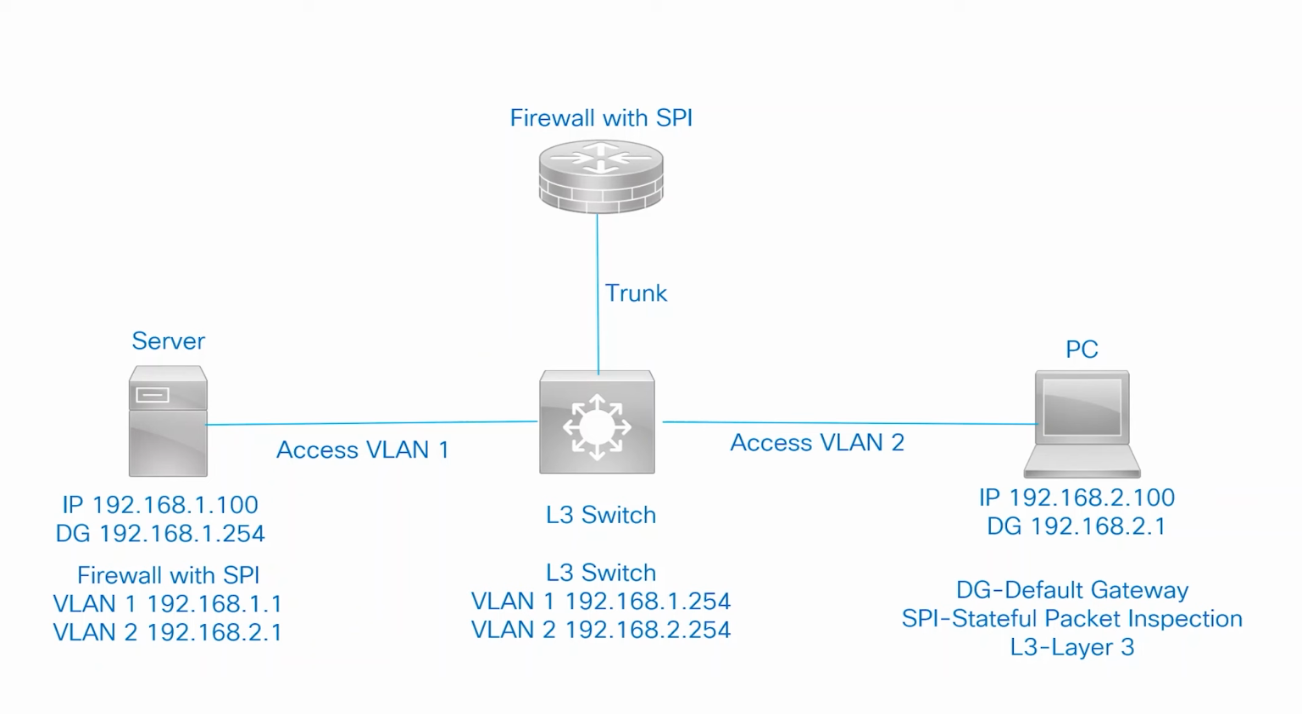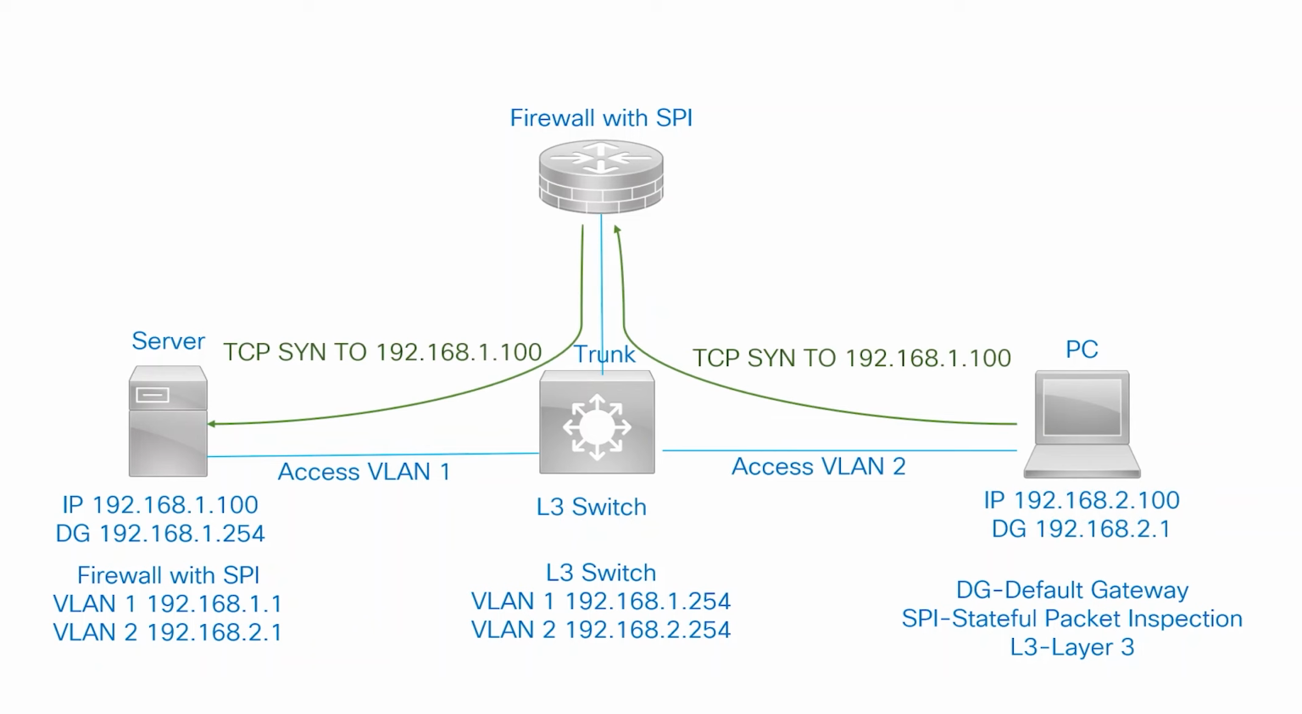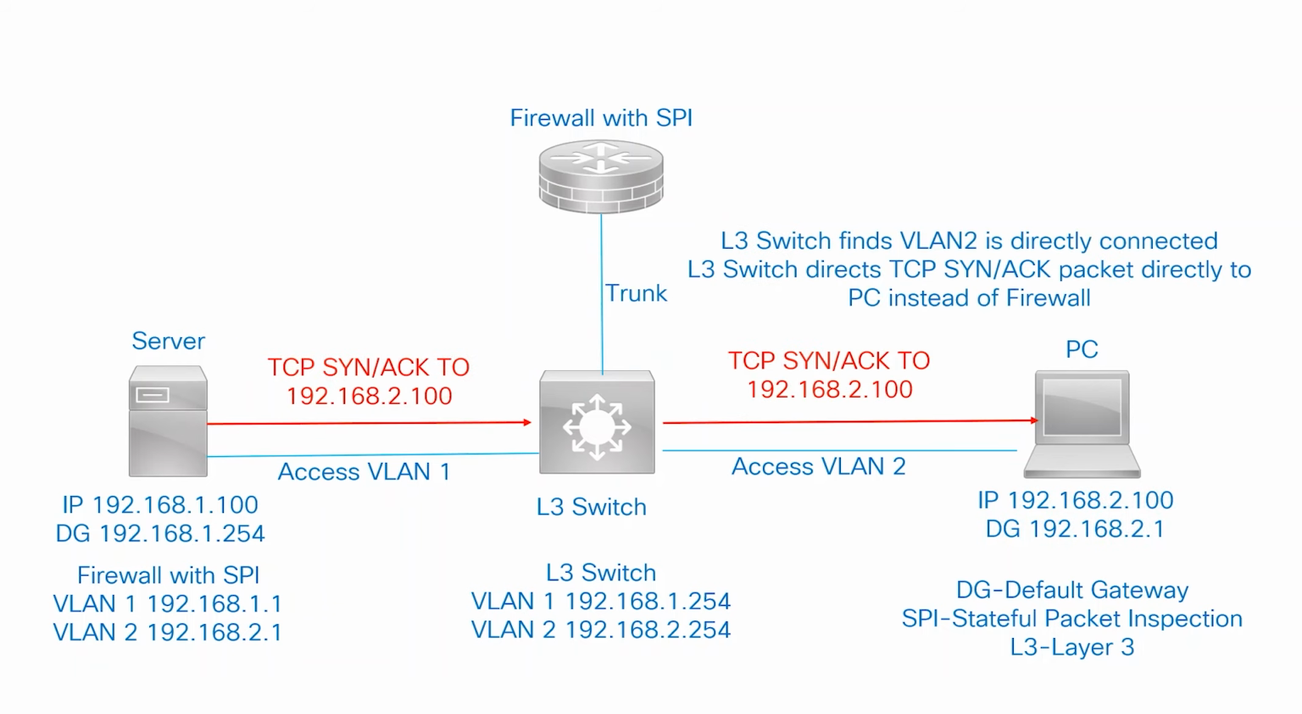The firewall serves as the default gateway for the PC, while the layer 3 switch is the default gateway for the server. When the PC attempts to initiate a three-way TCP handshake with the server, it sends a TCP SYN packet to its default gateway, the firewall. The firewall then forwards the packet to the server. In response, the server sends a SYN-ACK message, which is directed to its default gateway, the layer 3 switch.